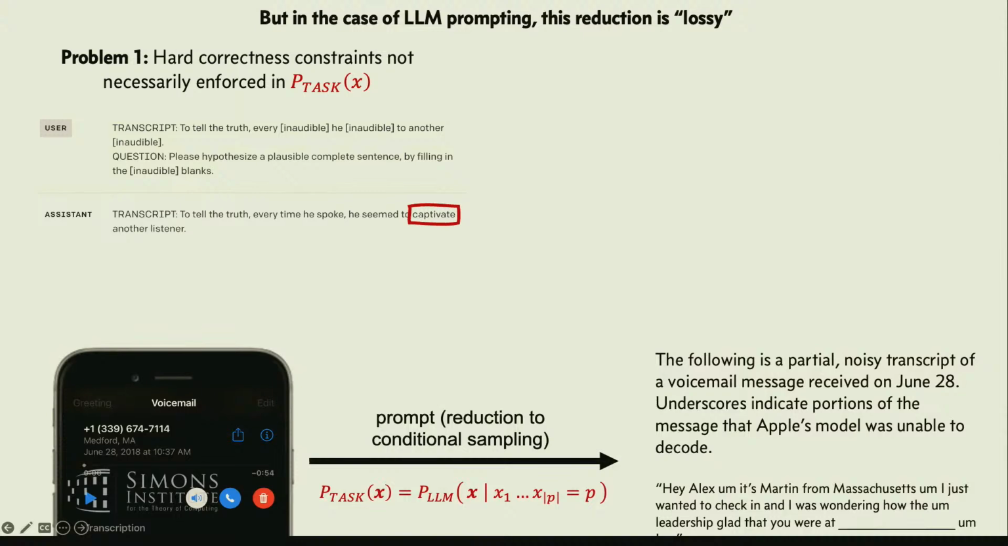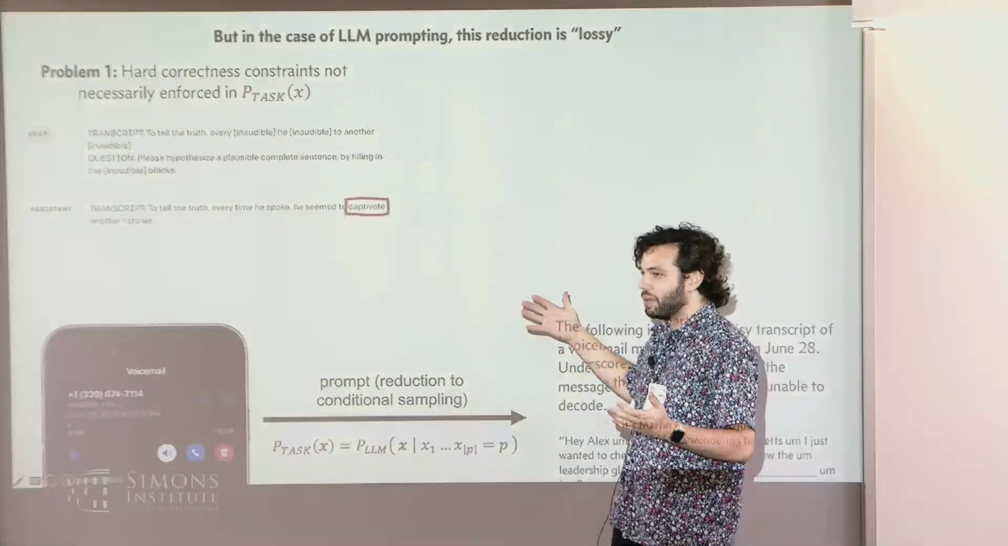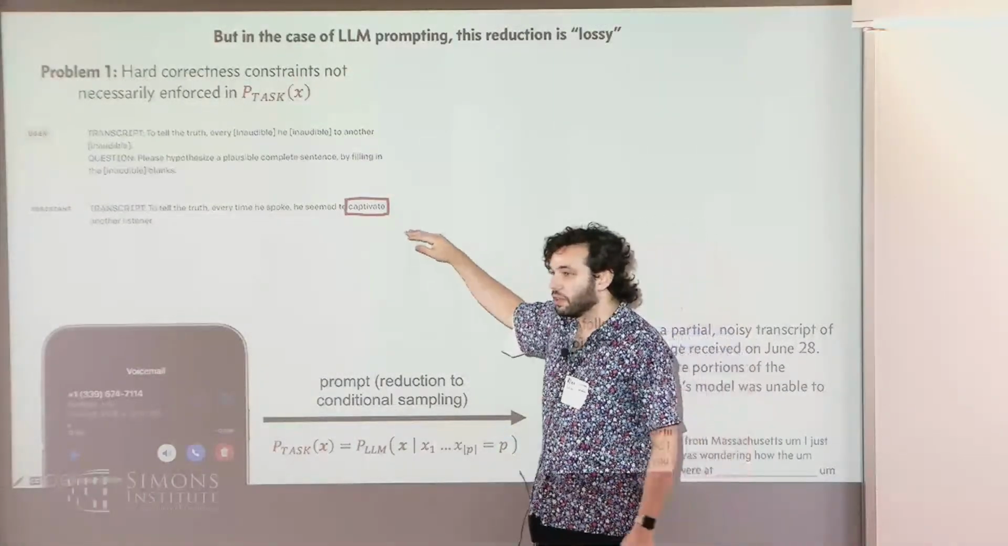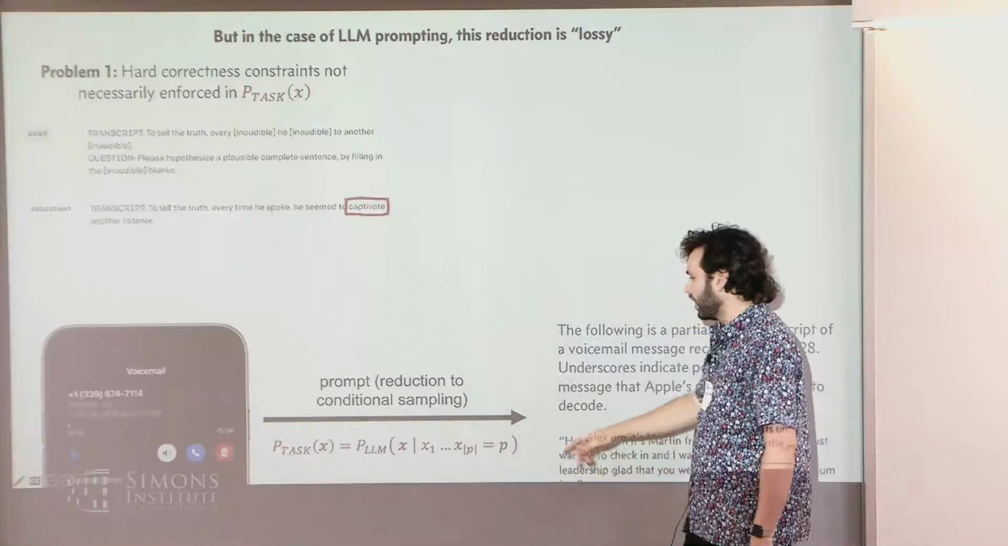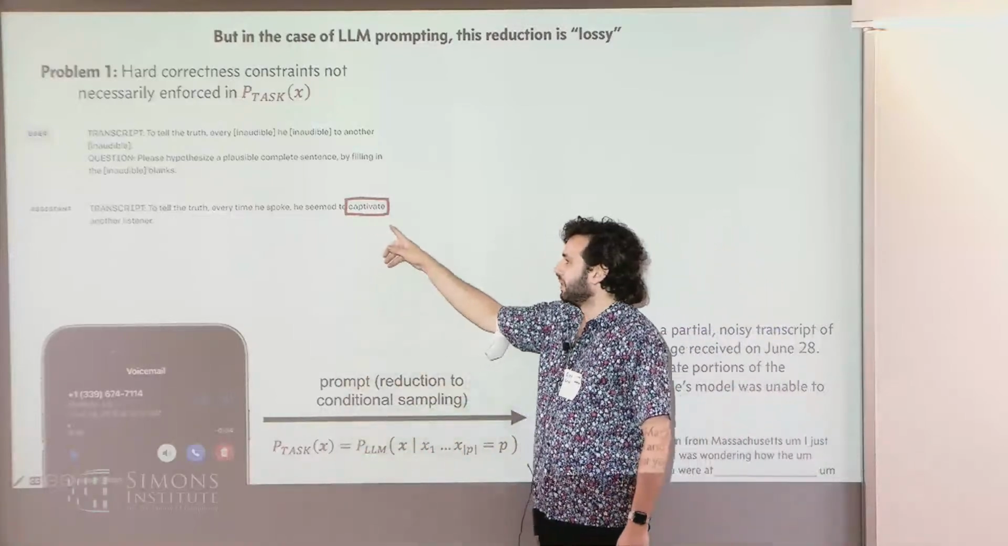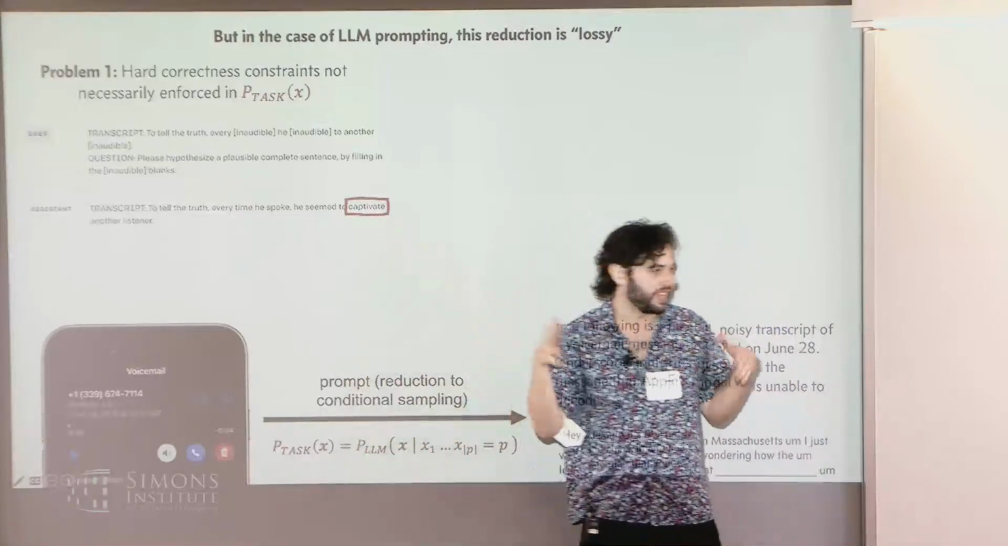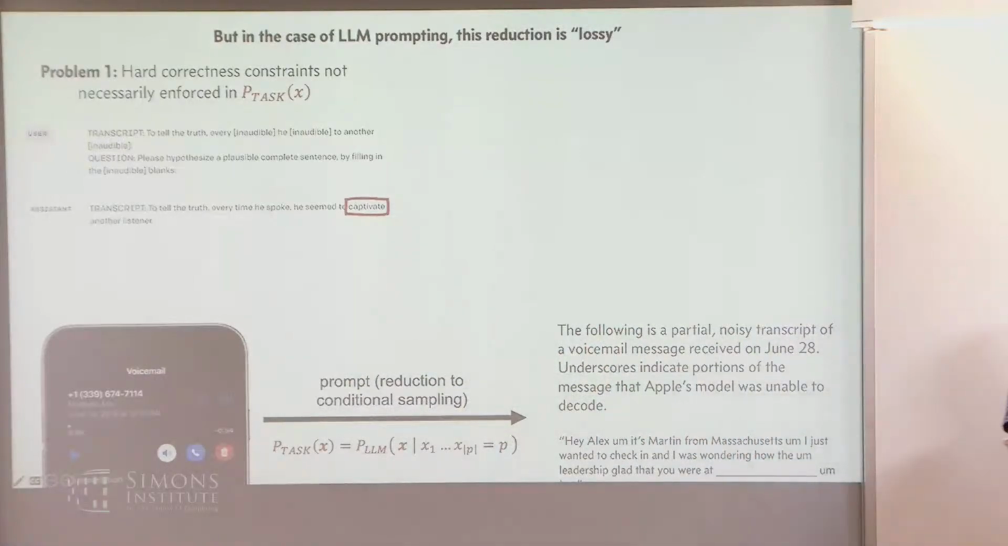One problem is that hard constraints, instructions that we give the language model, it might fail to follow them. So this conditional distribution, P task, is not really the specification that we have in mind. It's just some close thing that we can get.